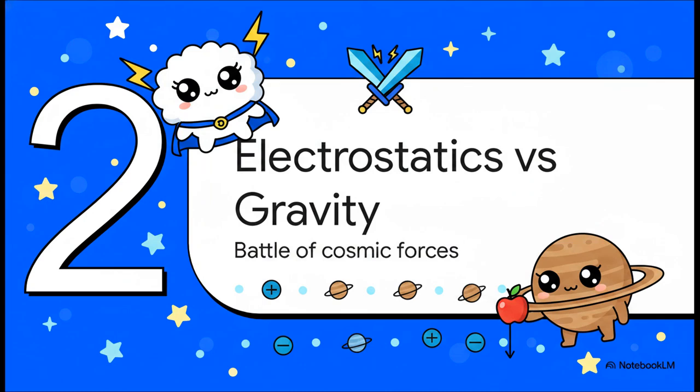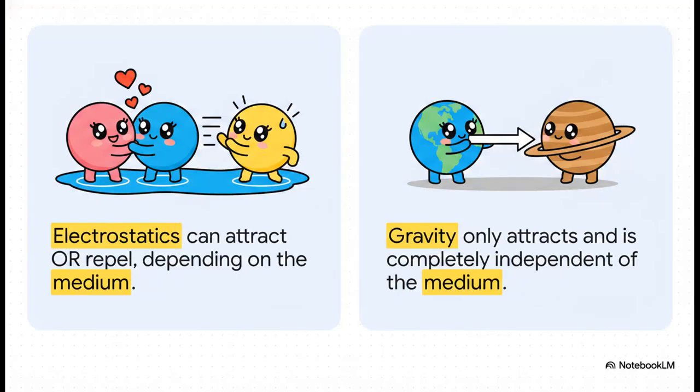Moving on to Section 2. Electrostatics versus gravity. A battle of the cosmic forces. So, how do these two forces stack up against each other? The crucial difference here is twofold. First, gravity is kind of like a one-trick pony. It only attracts. Masses always pull each other together. But electrostatics, it's dual-natured. It can attract or repel, depending entirely on the signs of the charges.